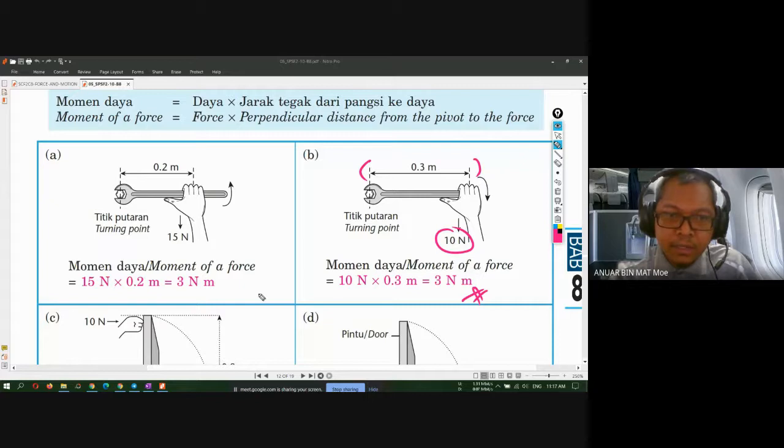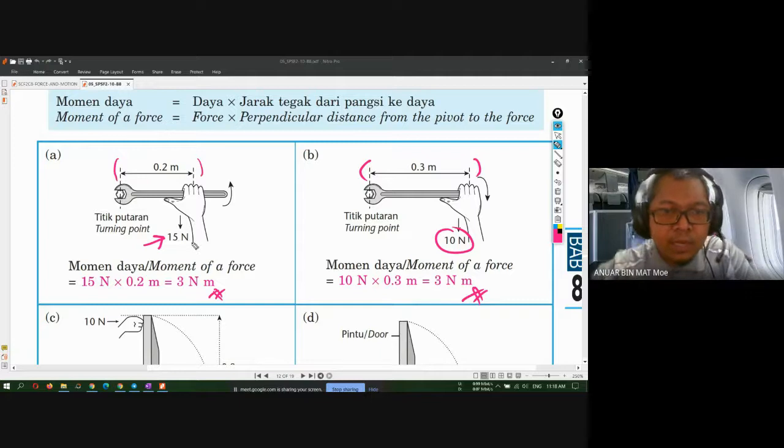Okay, 3 Newton meter of force. You can see here between question A and B, the moment of force is the same, 3 Newton meter. This one also 3 Newton meter. So if you use a shorter distance, you need more energy here. You see, 15 Newton. You need more energy to pull the spanner, 15 Newton.